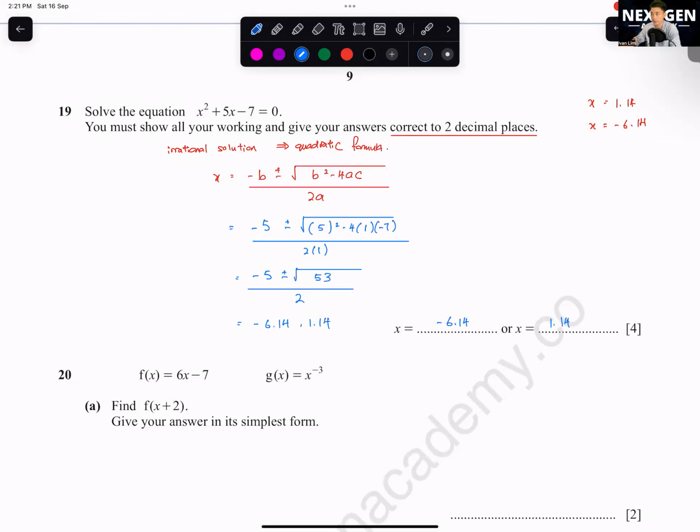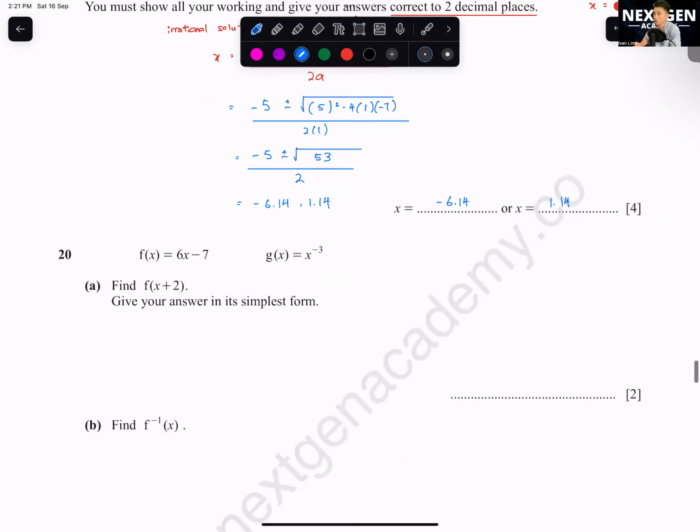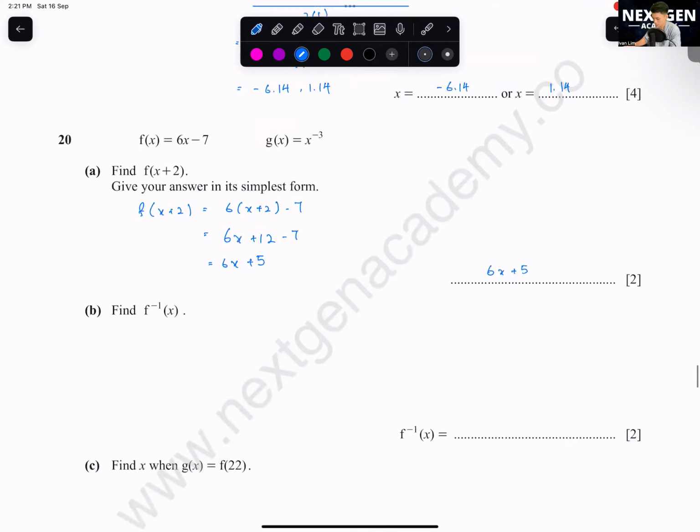Okay, question 20a, find f(x + 2). This is just your basics of functions. So f(x + 2) will be 6(x + 2) minus 7. Two weeks ago, we just went through the whole topic of functions. So 6x plus 12 minus 7, 6x plus 5. Okay, inverse.